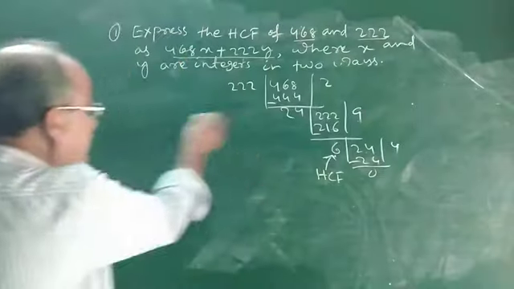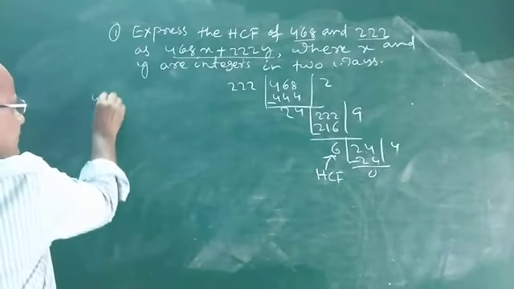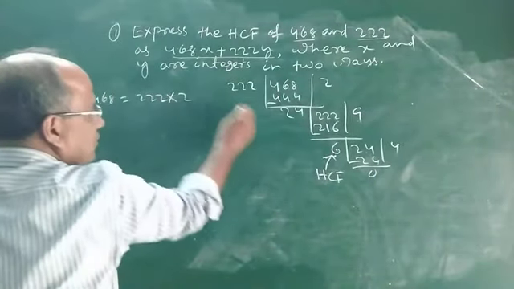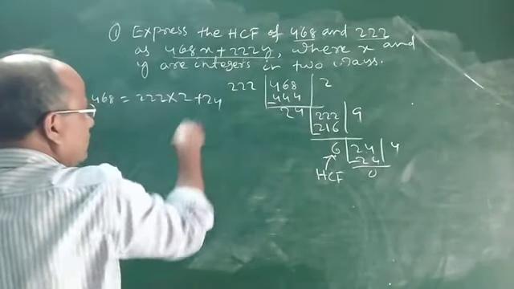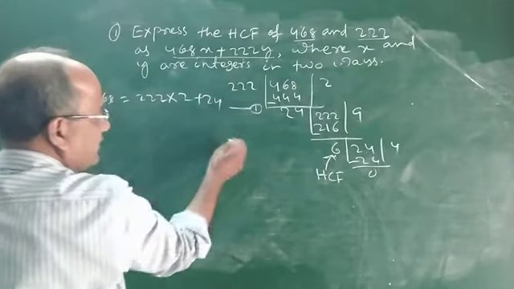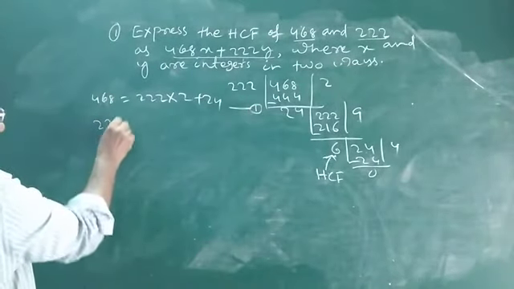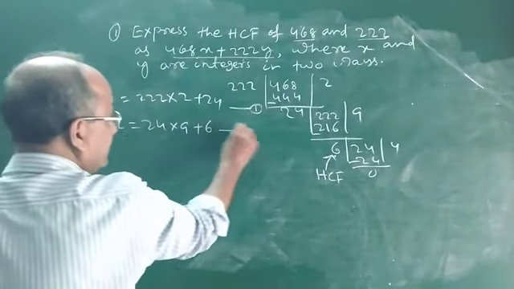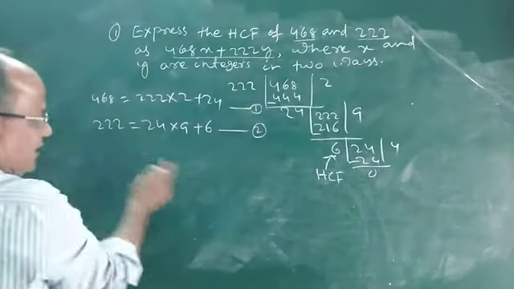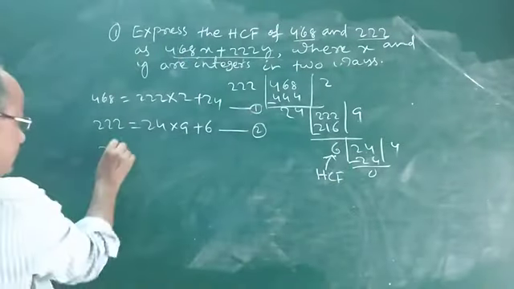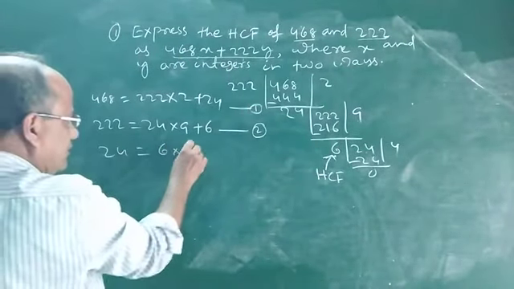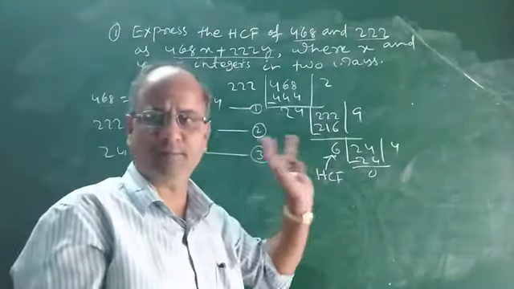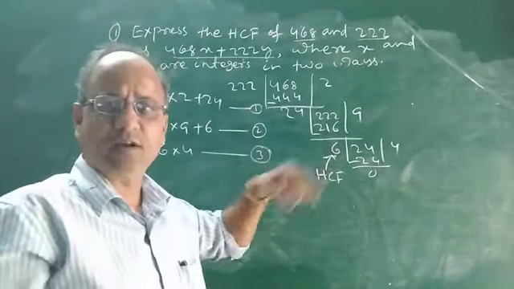Now what will be the algorithm? Write down the algorithm. 468 equals 222 into 2 plus 24. Okay, this is the first equation. Then 222 equals 24 into 9 plus 6. This is the second equation. And the third equation will be 24 equals 6 into 4. Now these are the algorithms and this is the lemma. So the HCF is 6. Now what is our question?